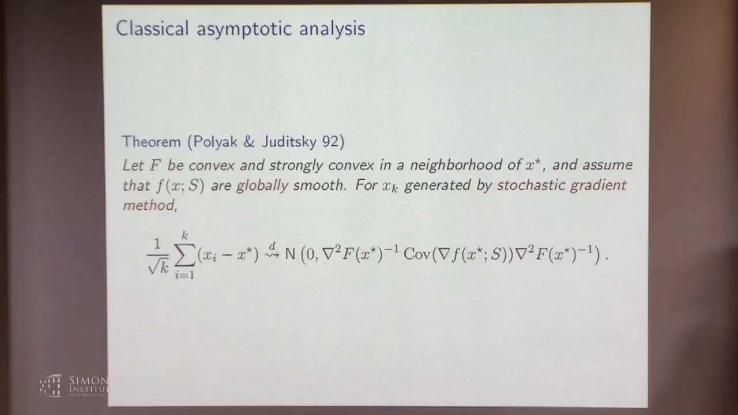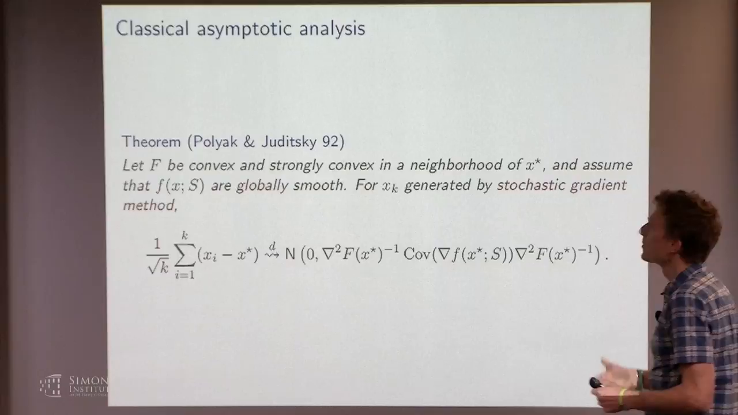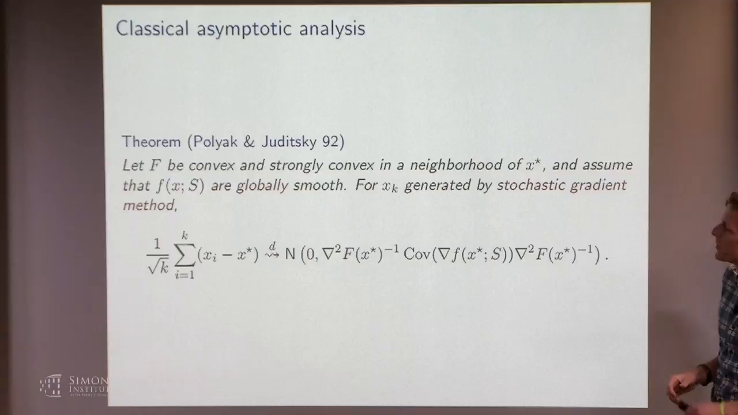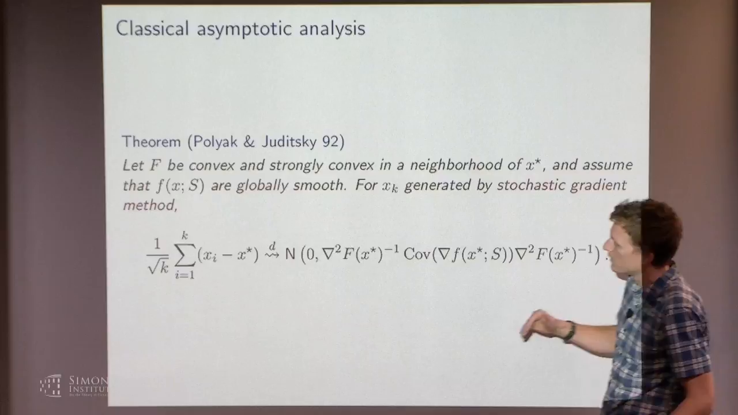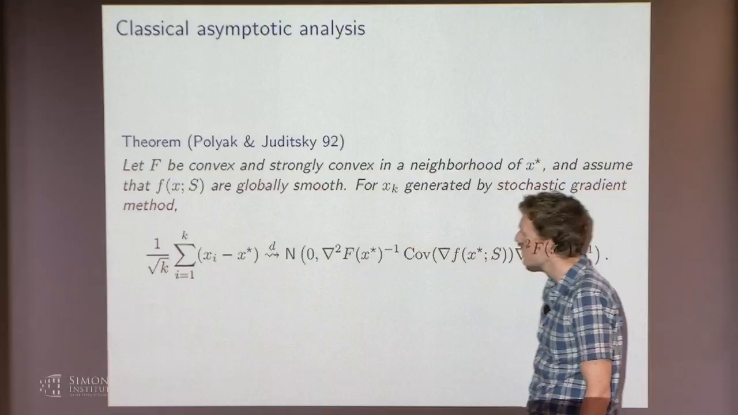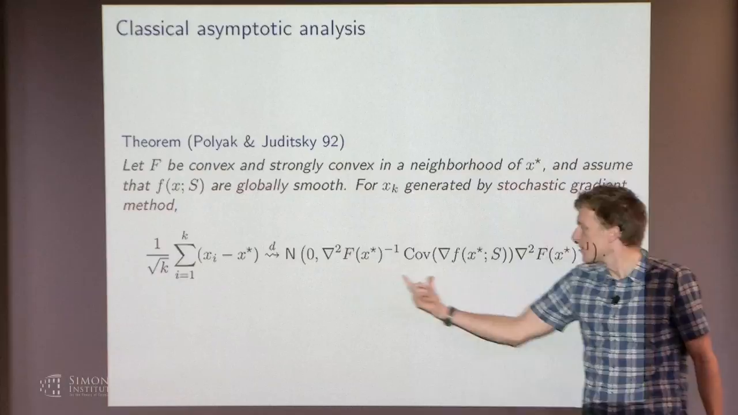Let me now give some results that actually have rates of convergence associated to them. Let's start with this classic theorem on averaging and stochastic gradient methods by Polyak and Juditsky. The theorem is: if f, our population objective, is convex and strongly convex near x star, the optimum point, and our random functions are smooth, meaning their derivatives are Lipschitz, then if we run the stochastic gradient method, asymptotically the average of the iterates, normalized by root k, converges in distribution to a normal with mean zero and covariance given by the inverse Hessian and the gradient covariance.